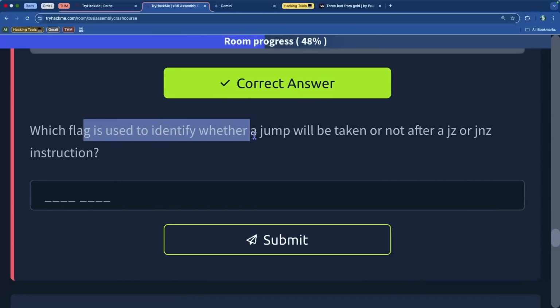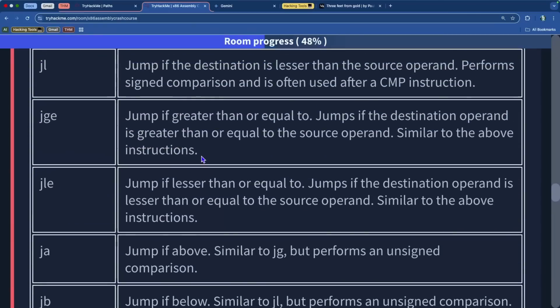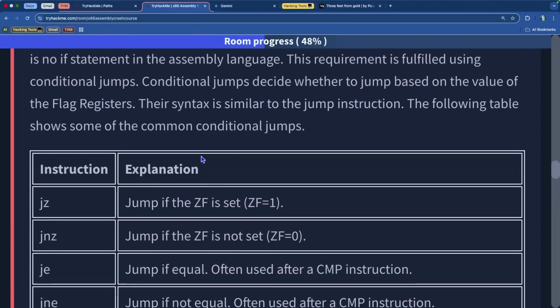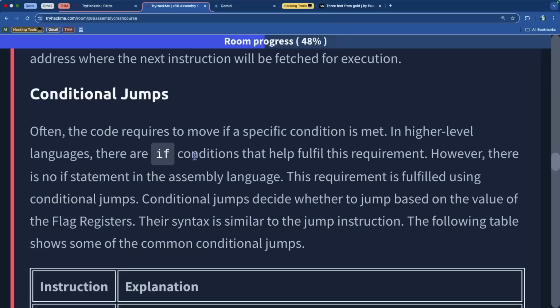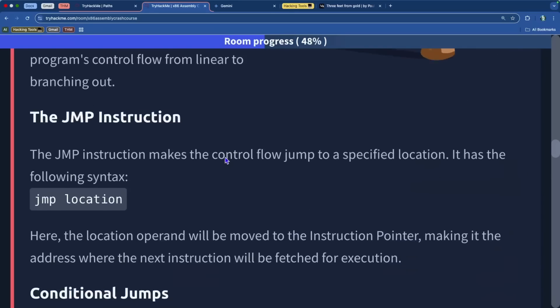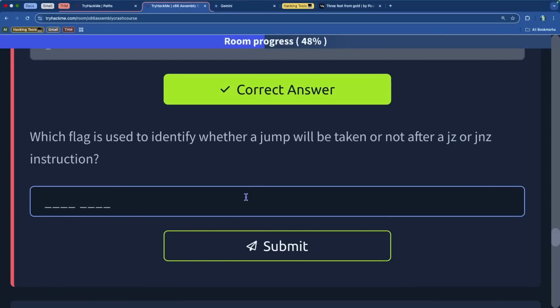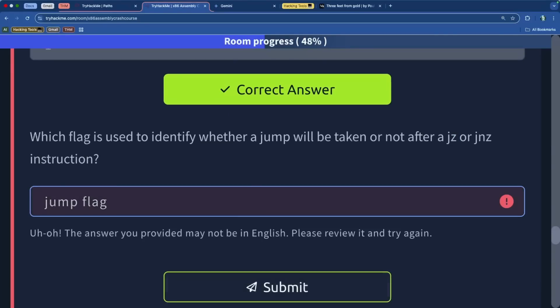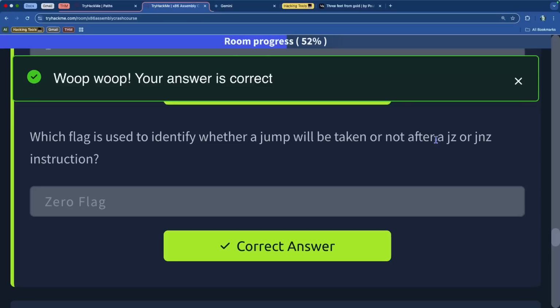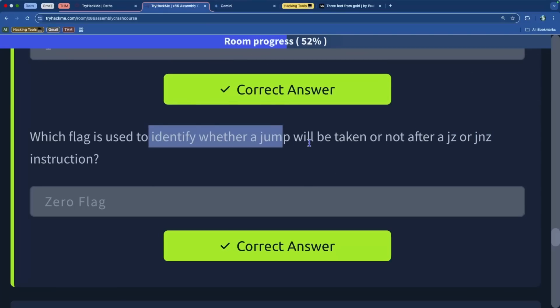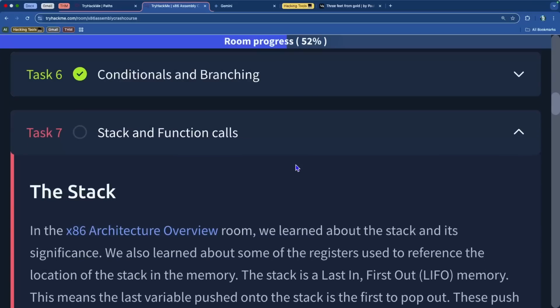Which flag is used to identify whether a jump will be taken or not after a jump 0 or jump not 0 instruction? And we have these values right here, but it is the jump flag, I want to say. So a conditional jump will end up being the thing. So would it be the jump flag? I think it is the jump flag. So something will jump if it is not. So let's see if it is the jump flag. It's not. So the 0 flag. Yeah, so it's the 0 flag. So if it is 0 or if it's not 0, that's the flag that's being used to identify whether a jump should take place.